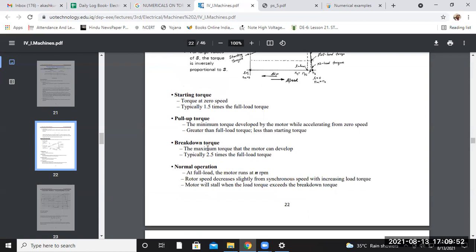Next one is breakdown torque. What is breakdown torque? The maximum torque that the motor can develop is called breakdown torque. After this torque, the motor will break down its strength and will not operate properly. That is named breakdown. It is typically 2.5 times the full load torque. Okay. Now next point is normal operation.